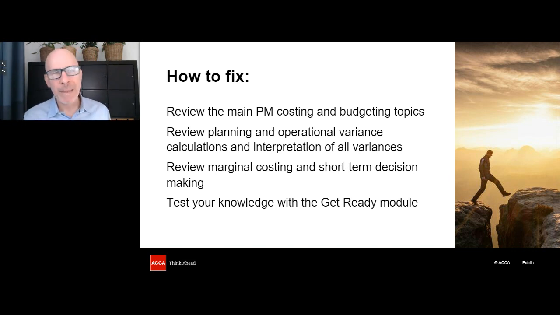Okay? Make sure you review marginal costing. Working with contribution per unit. Understanding the impact of fixed costs, and the fact that fixed costs, when we include them in a short-term decision, are going to distort our judgment.